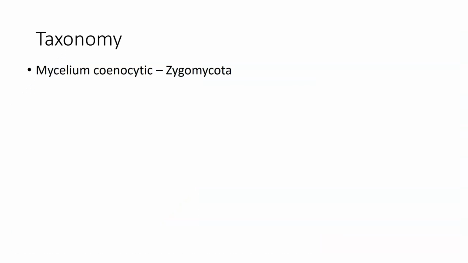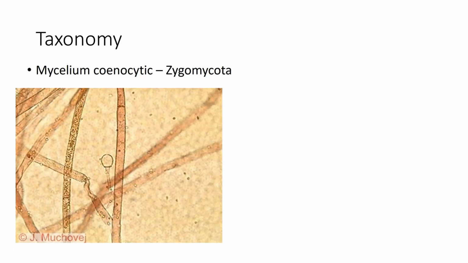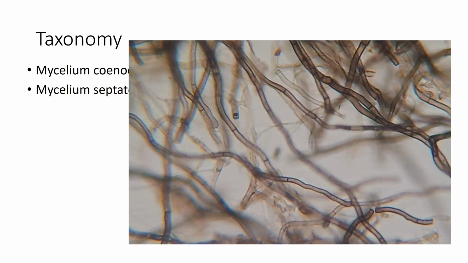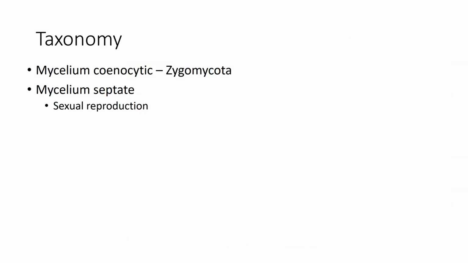Let's go back, look at taxonomy. Taxonomy, break it down. Mycelium cenocytic, we're talking zygomycota for the most part. Zygomycota is going to have non-septate hyphae. If the mycelium is septate, which means it's got septate hyphae, and you can see the cross walls in here, we are looking for sexual reproduction. If we have sexual reproduction and the sexual spores are internal, we are in the ascomycota.